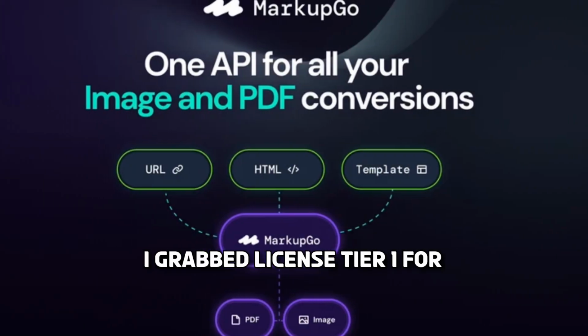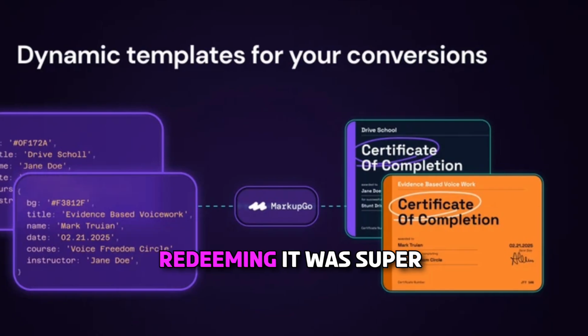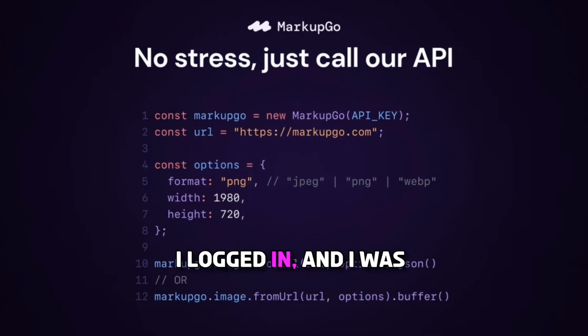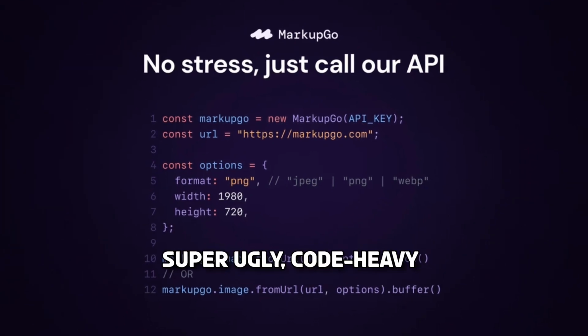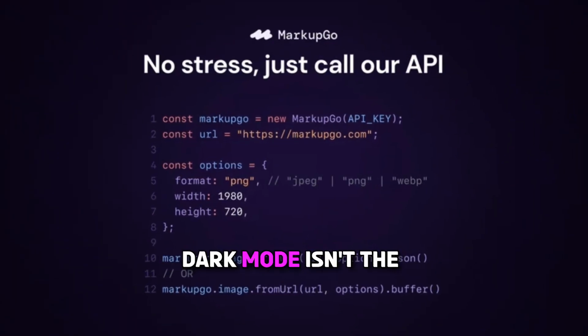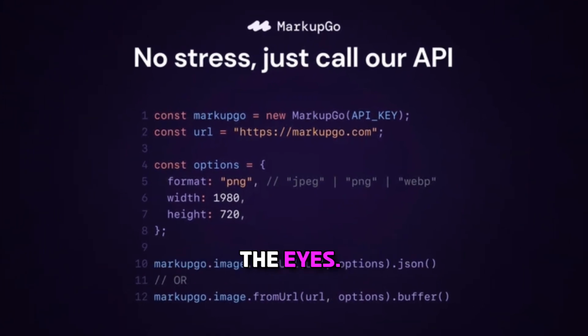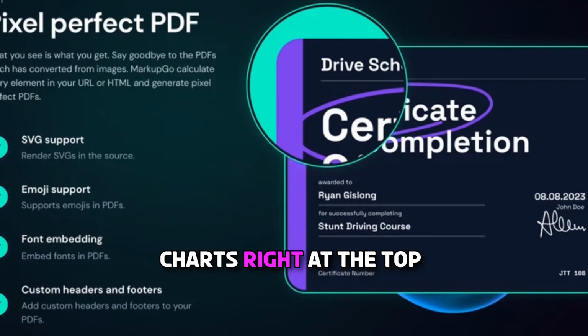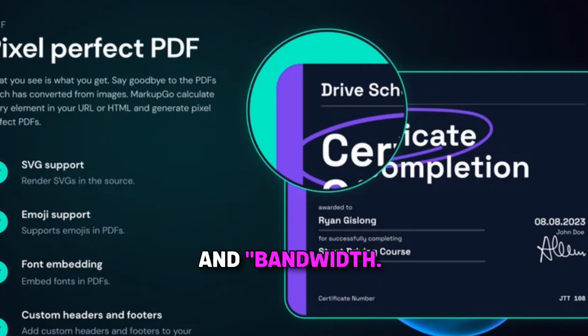I grabbed license tier 1 for $49. Redeeming it was super simple. I logged in and I was bracing myself for a super ugly, code-heavy dashboard. But it was actually pretty clean. The dashboard is minimal, dark mode isn't the default, but it's easy on the eyes. You've got your usage charts right at the top showing your credits and bandwidth.